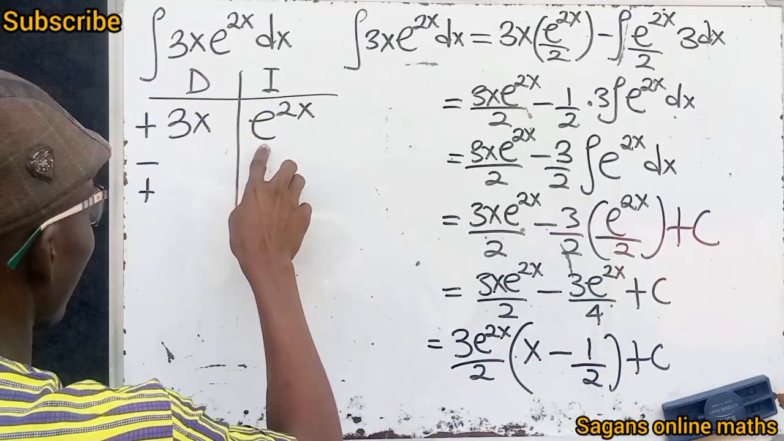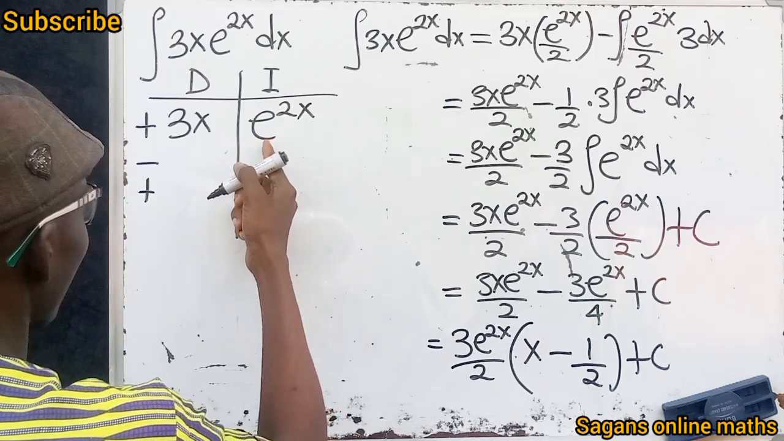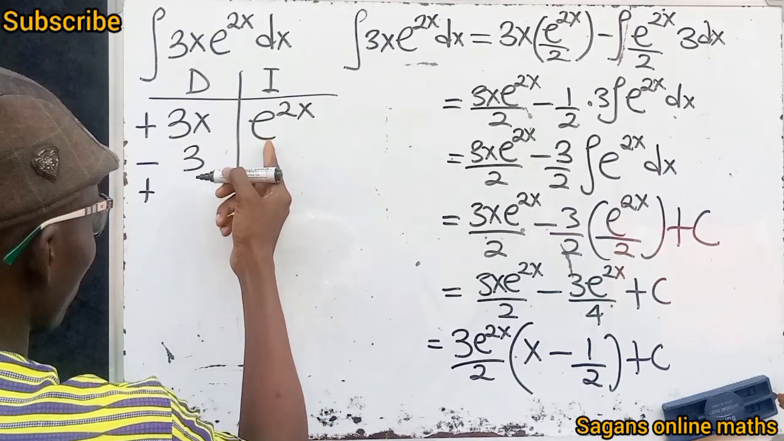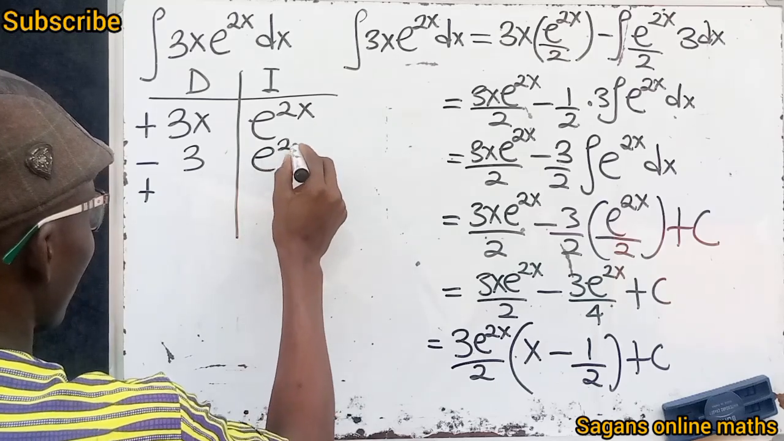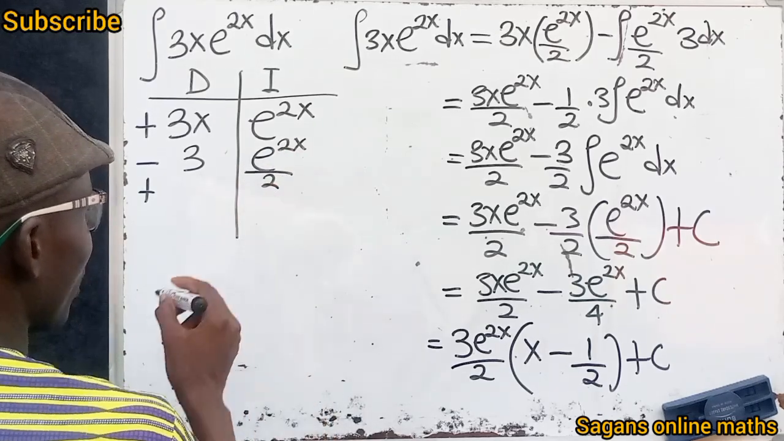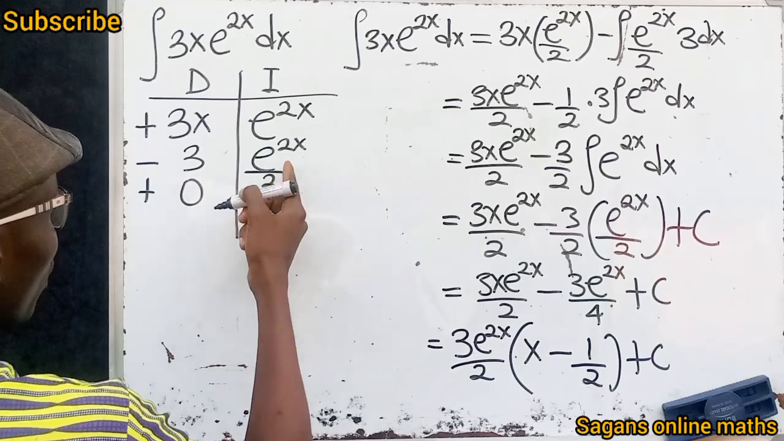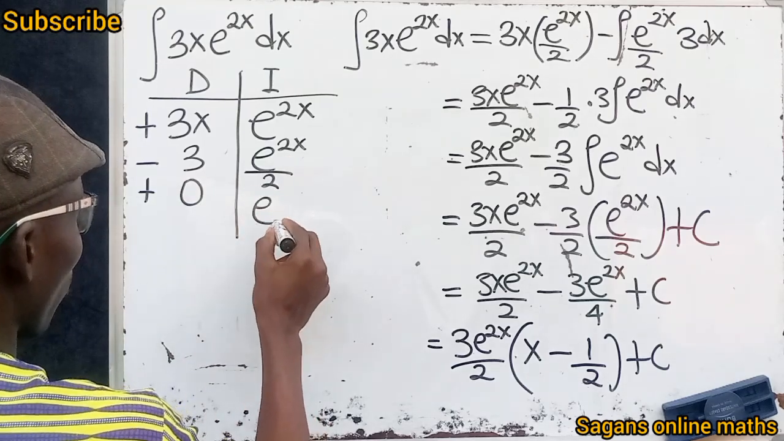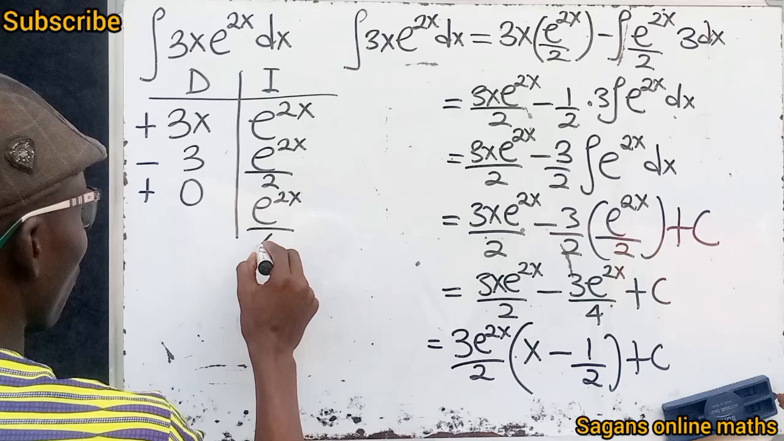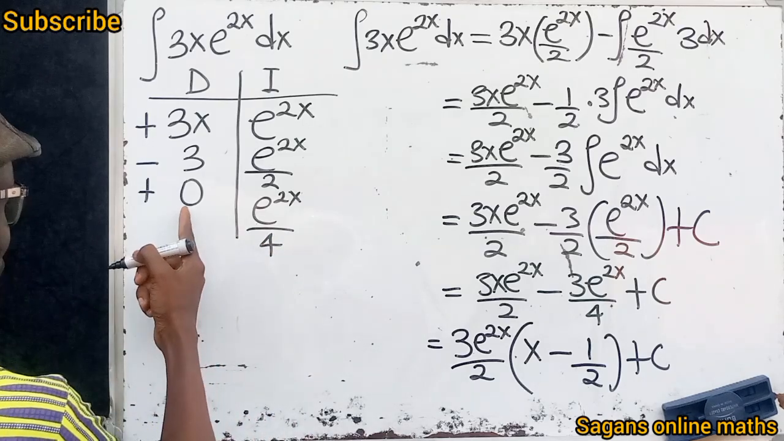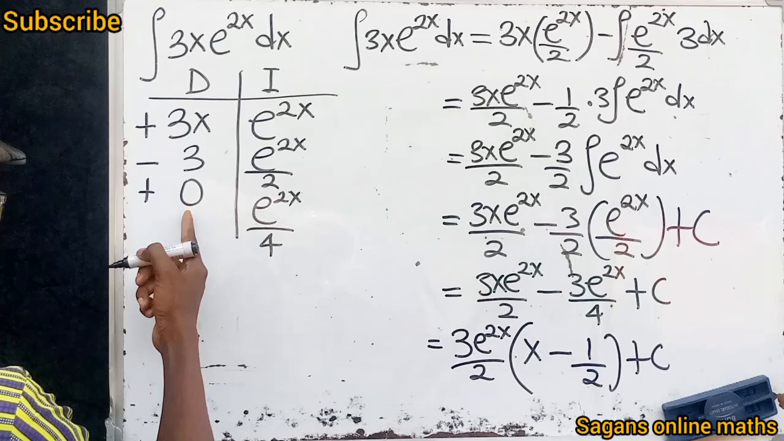Now let's differentiate this. If we differentiate 3x, you're going to have 3. Let's integrate this. If we integrate, you're going to have e to the power of 2x divided by 2. Now if we differentiate 3, it is 0. If we integrate this again, you have e to the power 2x divided by 4. Once we get to 0, we stop, because if you differentiate 0, it's still 0. There's no change.